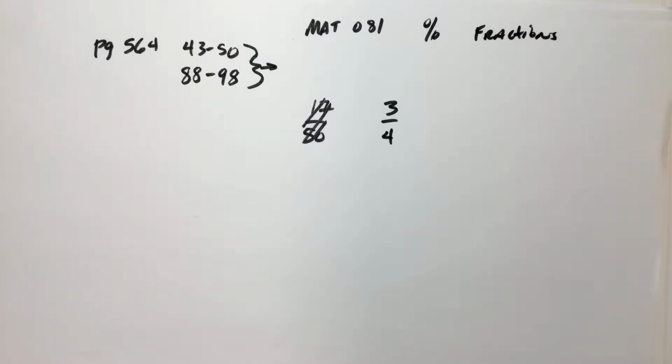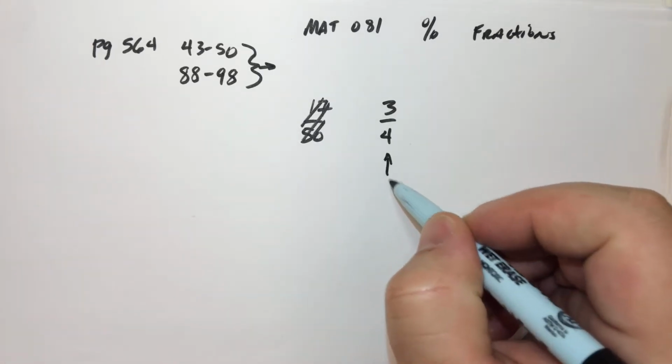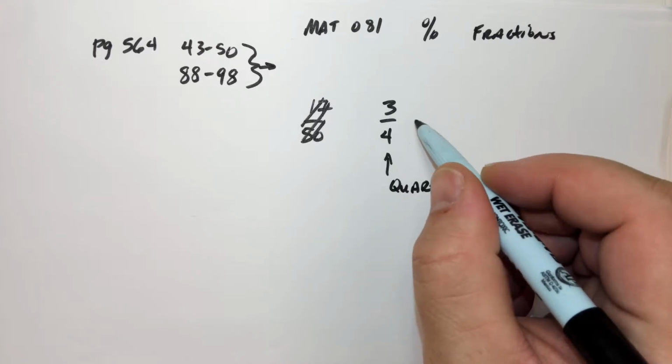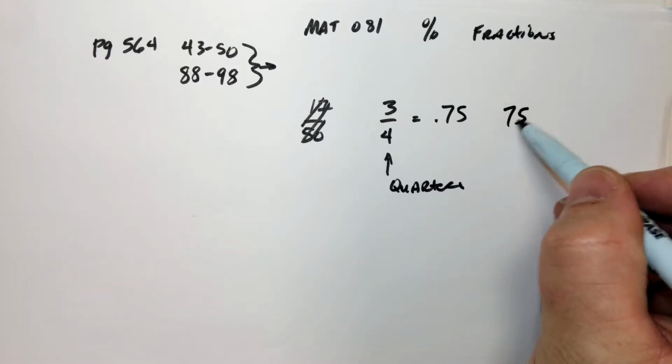Ready? Let's talk about this. We have to turn this into a percentage, and there's a clue. You see that 4? That's quarters. That's 3/4. 3/4 is 75 cents. That's 75% of a dollar.